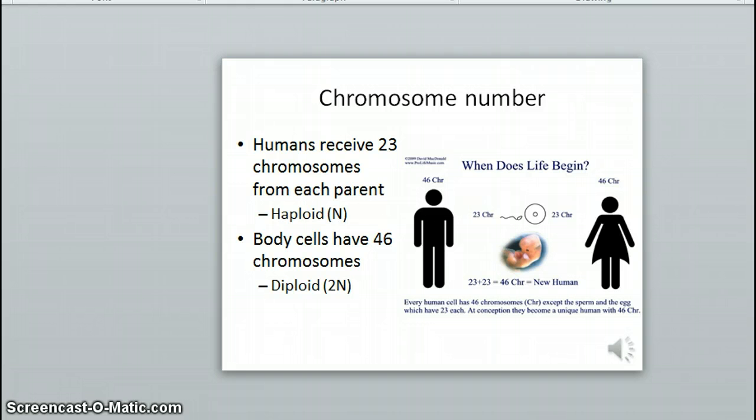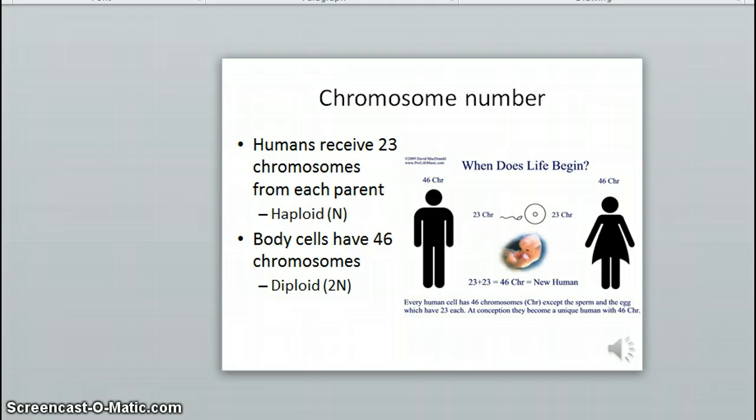The 46 chromosomes that we have exist in pairs, and one from each pair we got from each of our parents. So the number of chromosomes an organism has in their reproductive cells, or the number of chromosomes from one parent, is called the haploid number of chromosomes. It's sometimes abbreviated N to represent one set of chromosomes.